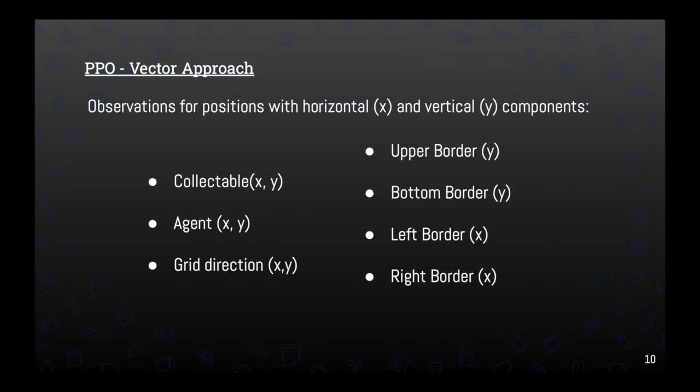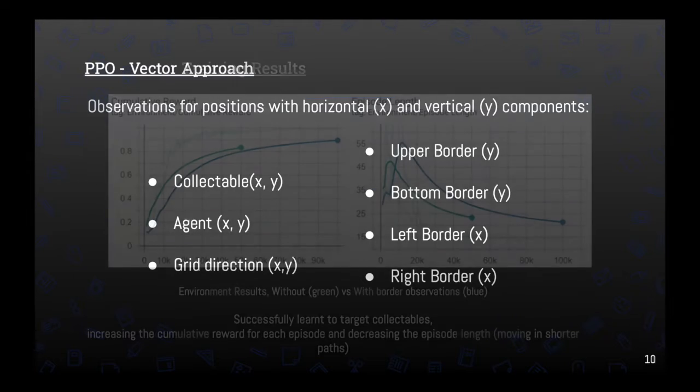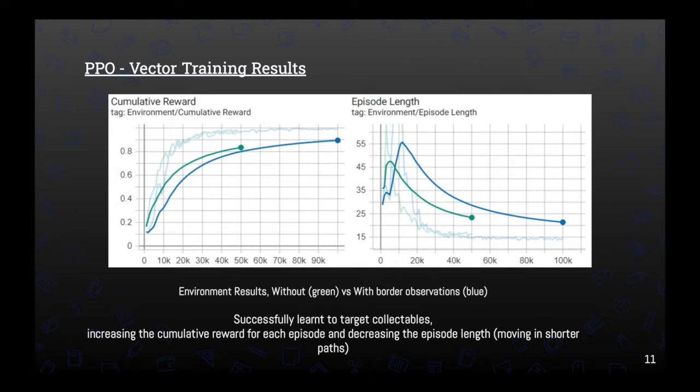A vector-based approach consisted of vector observations, which focused on positions of entities within the game environment. Such entities included the collectible, the agent, the grid direction in which the agent is facing, the upper border, the bottom border, the left border, and finally the right border of the game environment. Vector observations of the borders were not included initially, but after being included, they were actually seen to improve the results.